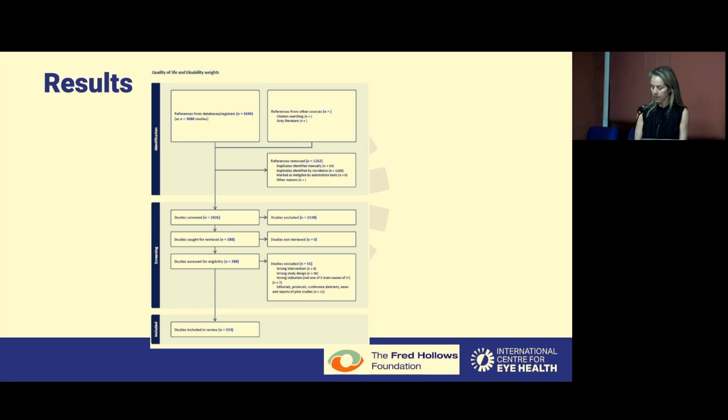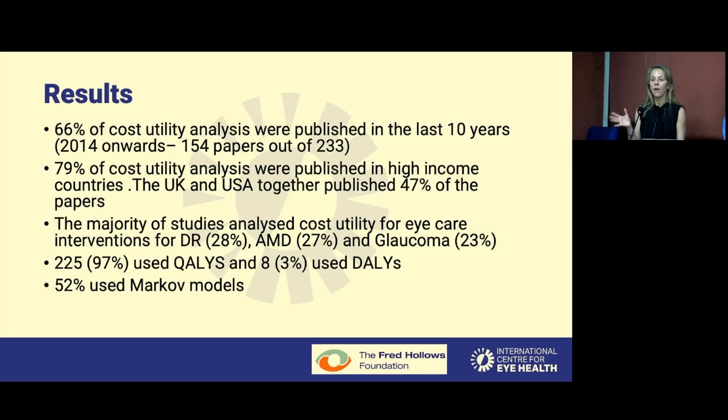As high-level results, and we're still working on this, we found that from 24 years, 66% of the cost utility analyses were published in the last 10 years. So we have a lot of recent papers. 79% of these cost utility studies were published in high-income countries, and we have the UK and the US publishing almost 50% of our studies.